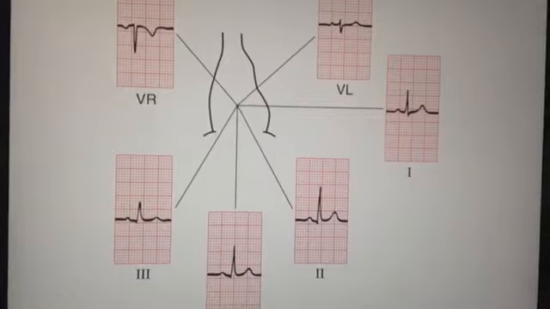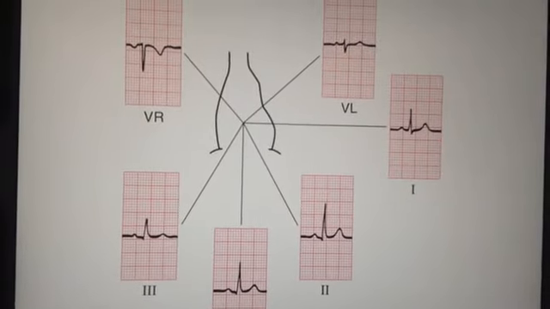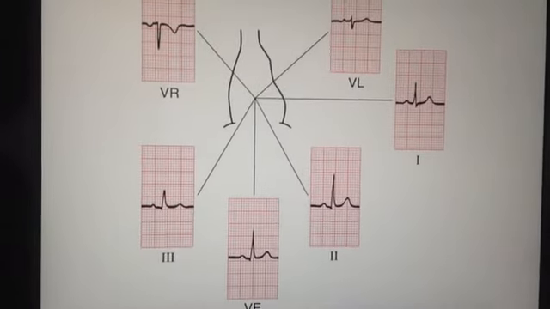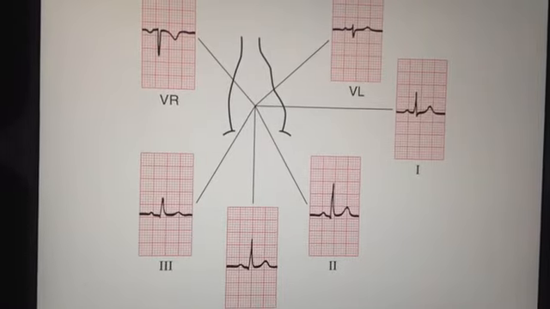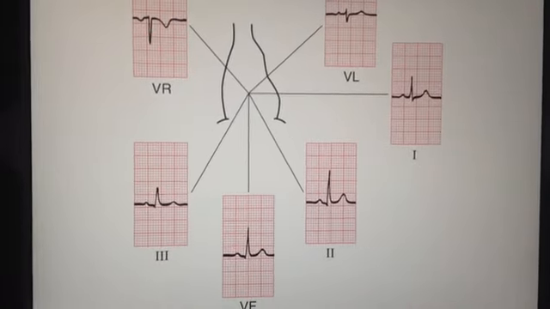So this is the end of the lecture. In the next video we are going to see the chest leads, the V leads. They are also unipolar, from V1 to V6. So that's it. Thank you very much.